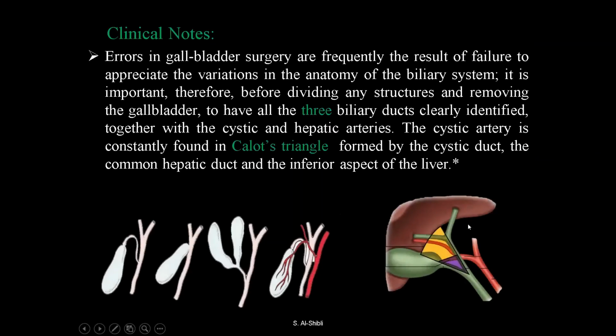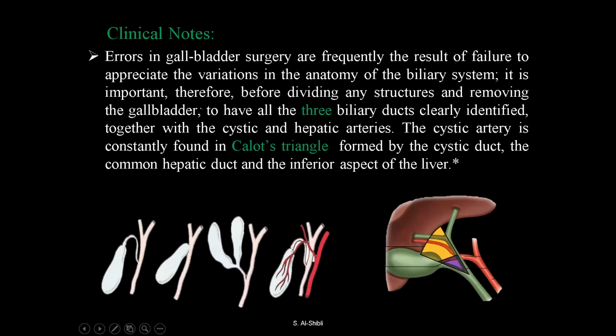Some clinical notes are very important to understand. In surgery, we call this the area of variation. More than 40-50% of individuals have some sort of variation in this hepatobiliary area. So errors in gallbladder surgery are frequently the result of failure to appreciate these variations.